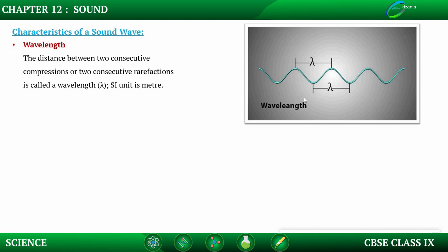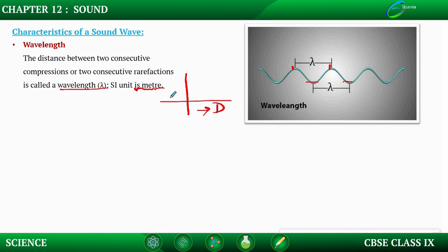Now about the wavelength. Now we have seen the sound wave is represented as a sinusoidal wave. The distance between two crests or two troughs is known as wavelength, and it is represented with lambda. And as you have seen in the wave representation, this axis represents distance. So very clearly, what will be the unit of wavelength? SI unit of wavelength will be meter because it is measured in distance.